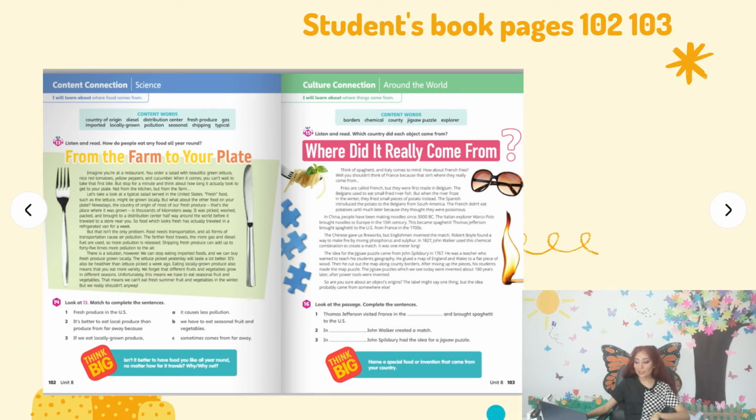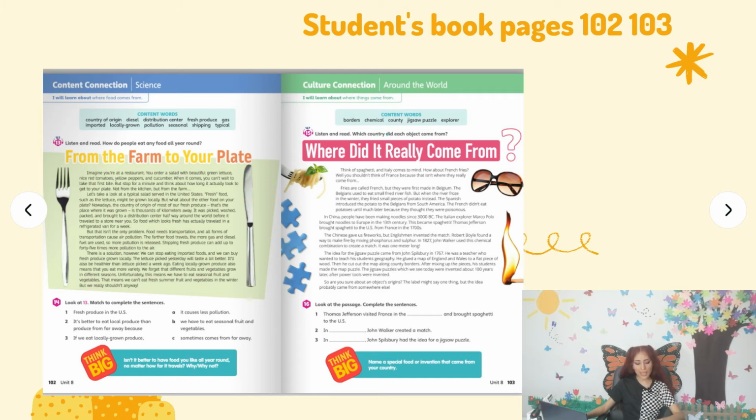So students, book page 103, we have culture connection. You will learn about where things come from, okay? This is not just about food. We're going to see some other things, okay? We have content words. You can remember, you might use a dictionary or the internet.